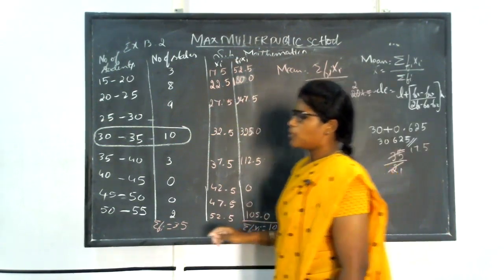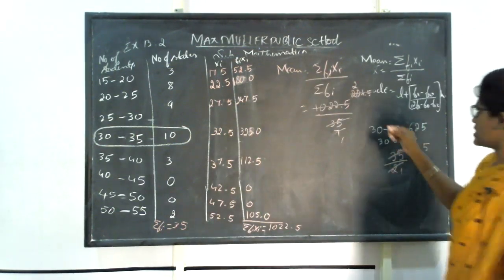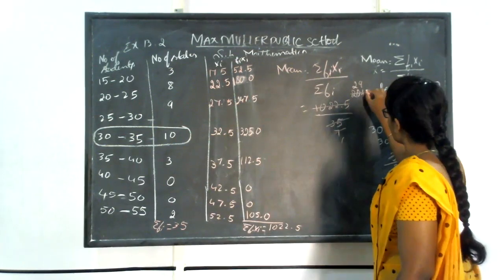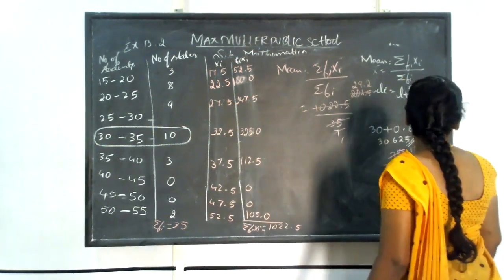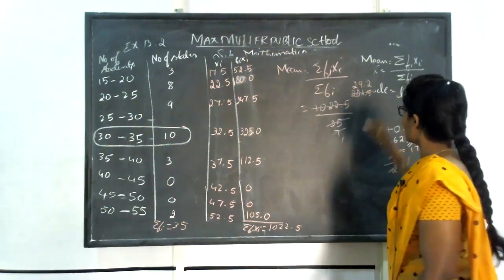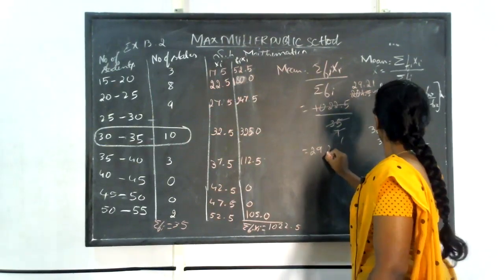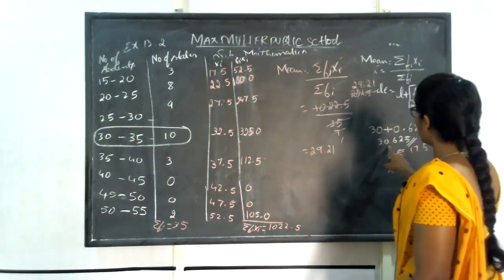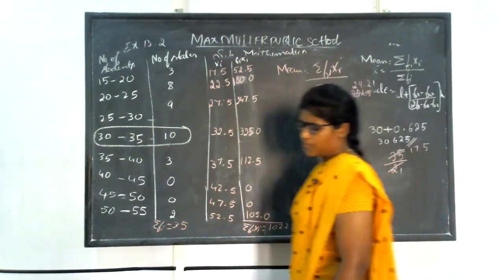7 sevens are 49, 7 eights are 56, 7 nines are 63, then you will be left with 15. So 7 2s are 14 again, then you'll be left with 1. If you put 0, you will be left with 1. So you'll get 29.21. Here you got 30, here you got 29.21. So approximately the same you will get.